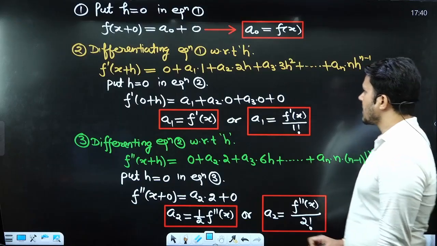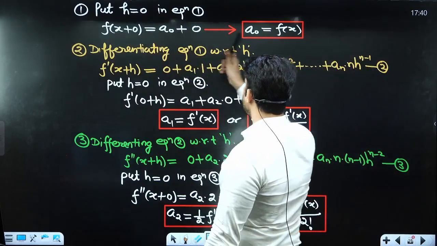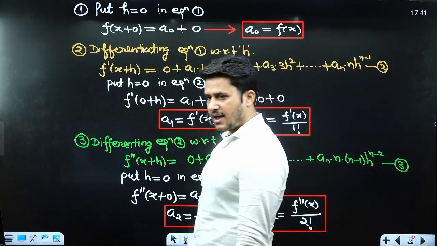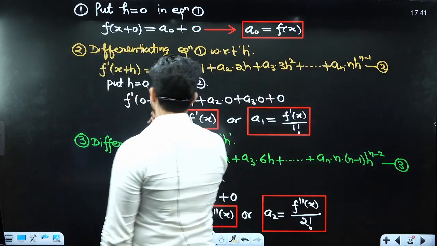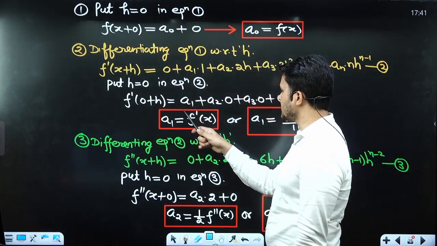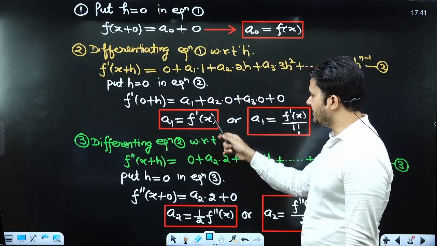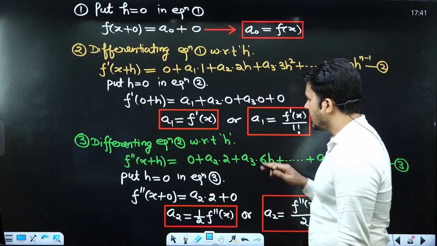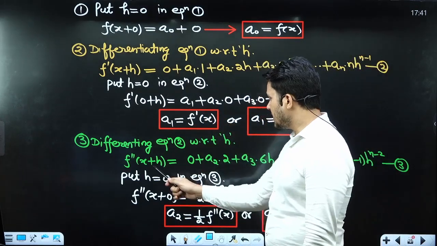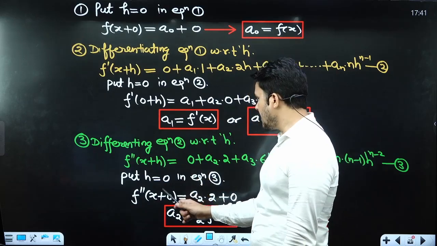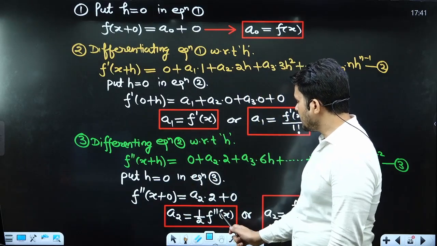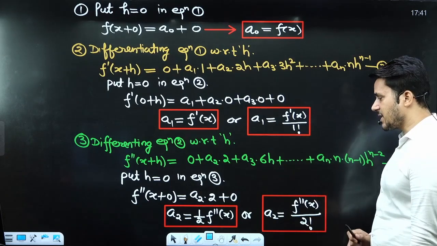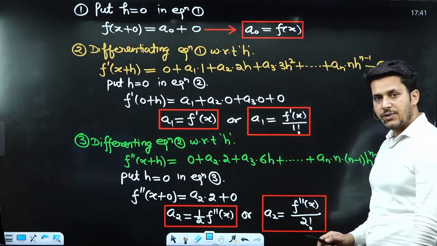After that, first of all you have to substitute h equal to 0, then you will get a naught equal to fx. a naught की वैल्यू कितनी मिलेगी, fx के बराबर. Second, if you differentiate and then put h equal to 0, you will get a1. a1 is equal to f dash x, and you can write it like f dash x upon 1 factorial. Again you will differentiate it twice, then substituting h equal to 0, you will get second coefficient a2 1 by 2 f double dash x and it can be written like a2 is equal to f double dash x upon 2 factorial.